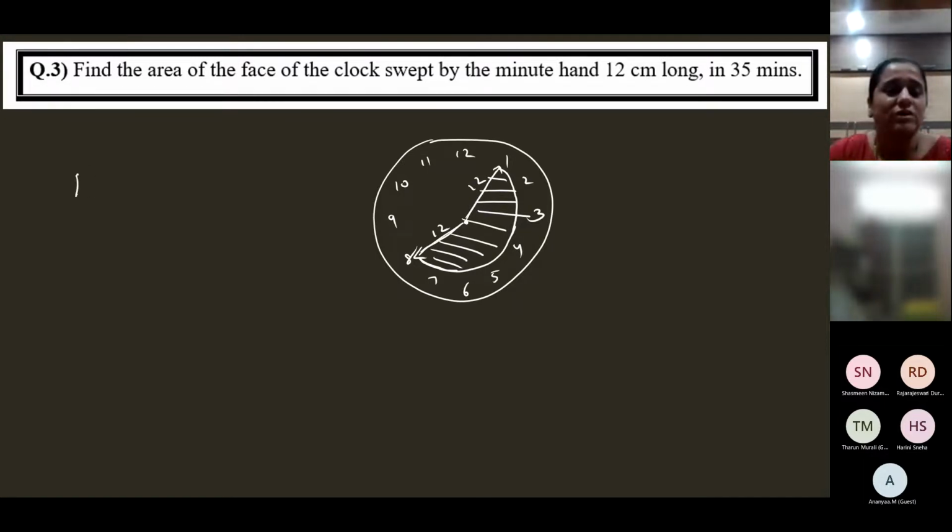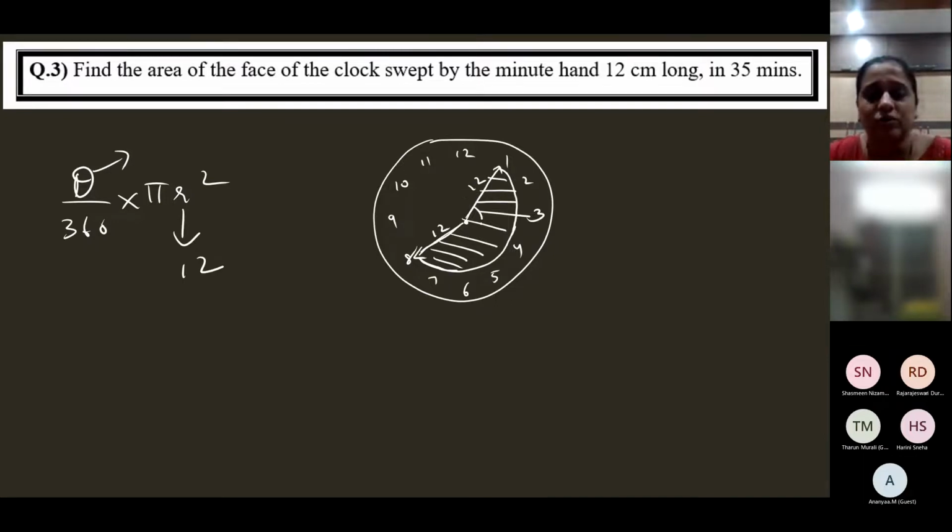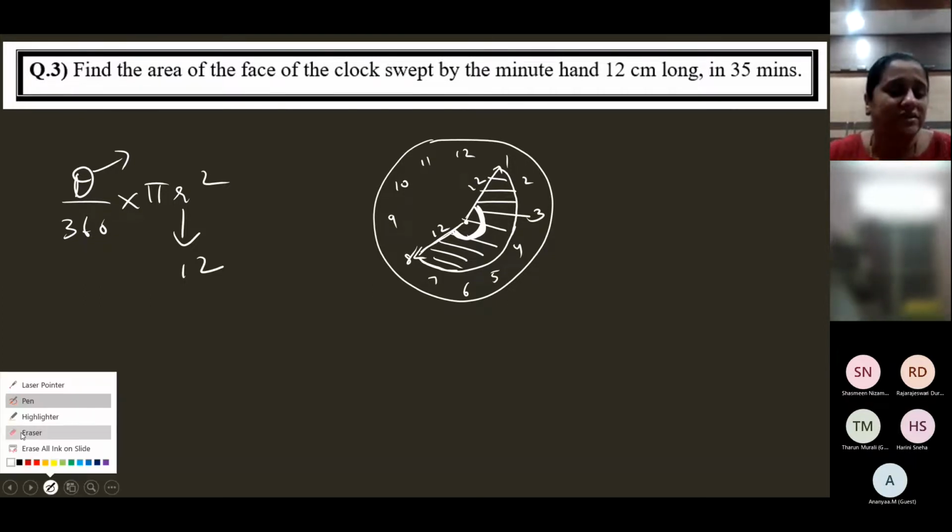Very easy. We know the formula, no? Theta by 360 into pi r square. And r is 12. Then we need theta. What is theta? We don't know. We need to find the sector angle. That's all. Once we find the sector angle, substitute and find the area. Now, how to find the sector angle?